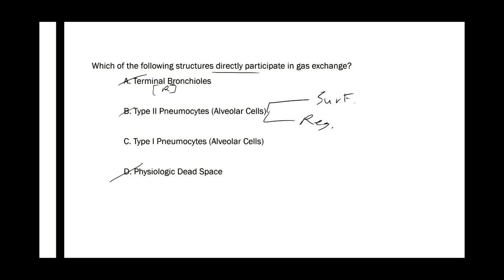It's not physiologic dead space, because remember that is the volume of air that reaches the respiratory zone but does not participate in gas exchange, and you usually will see this in pathological conditions. It should be roughly equal to 0 in healthy people. And the answer is type 1 pneumocytes that do gas exchange.